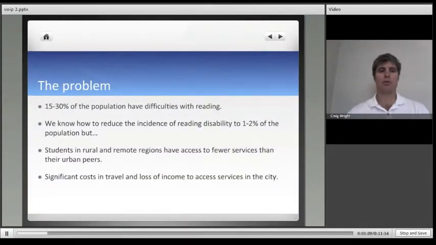The problem we were addressing in this research: perhaps 15 to 30% of the population have difficulties with reading. We know how to reduce the incidence of reading disability to about 1 to 2% of the population, but particularly in rural and remote regions, students have access to fewer services than their urban peers. There are also significant costs in travel and in terms of loss of income for these students and their families to access services in the city.